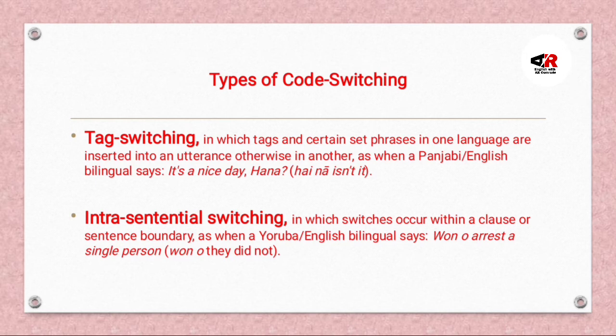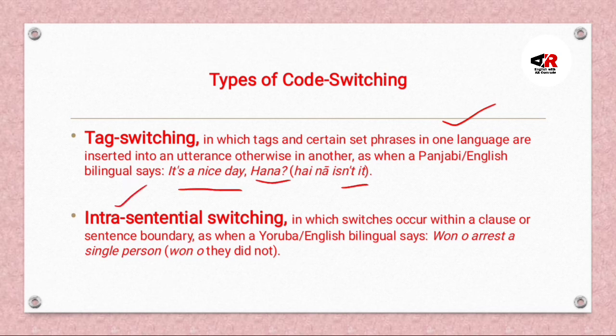So for types of code switching, the first one is tag switching, in which tags and certain set phrases in one language are inserted into an utterance otherwise in another. Like when a Punjabi or English bilingual says, it's a nice day, है ना. So it's a nice day is obviously English. है ना is what? That is used at the end. In English it means isn't it. So tag switching is always done at the sentence boundaries.